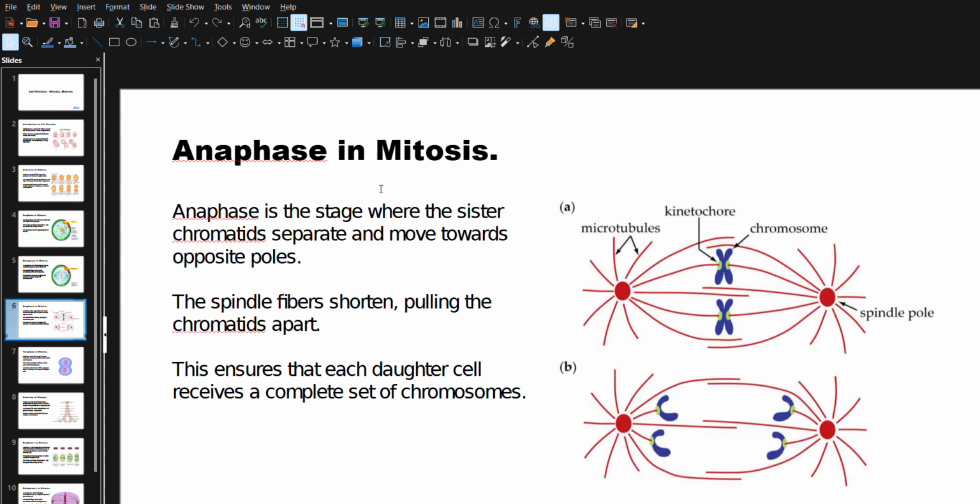Next one, anaphase in mitosis. Anaphase is the stage where the sister chromatids separate and move towards the opposite poles. You can see it in the diagram. The spindle fibers shorten, pulling the chromatids apart. This ensures that each daughter cell receives a complete set of chromosomes.